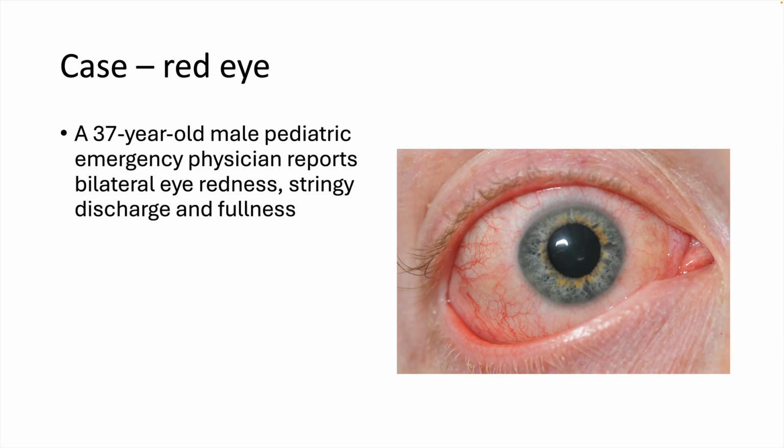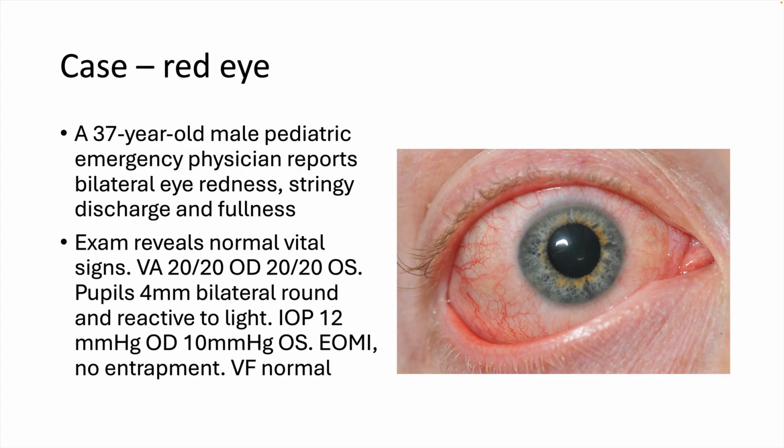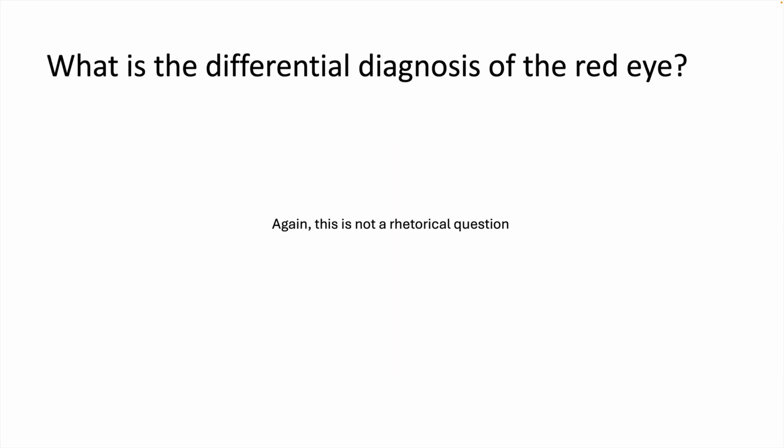Let's do a case of a red eye. A 37-year-old male pediatric emergency physician reports bilateral eye redness, stringy discharge, and eye fullness. Exam reveals normal vital signs. Visual acuity is 20/20 right eye, 20/20 left eye. Pupils are 4 millimeters, bilateral, round, and reactive to light. Intraocular pressure is 12 millimeters of mercury, right eye, 10 millimeters of mercury, left eye. Extraocular movements are normal, no evidence of entrapment. Visual fields are normal. What is the differential diagnosis of the acute red eye?